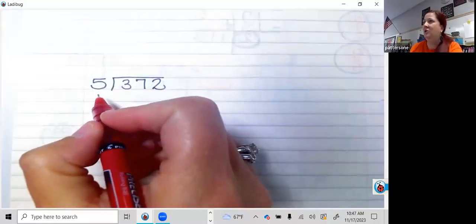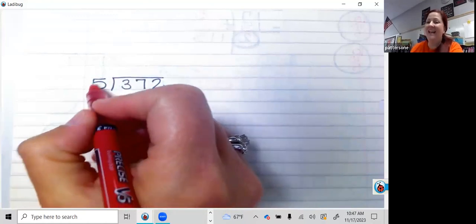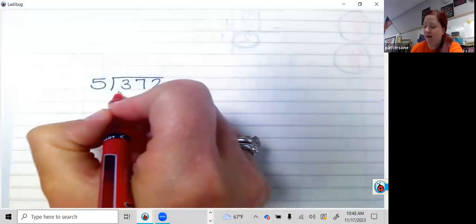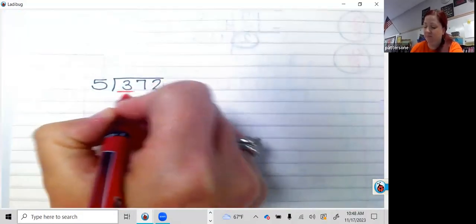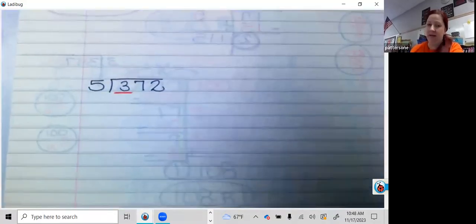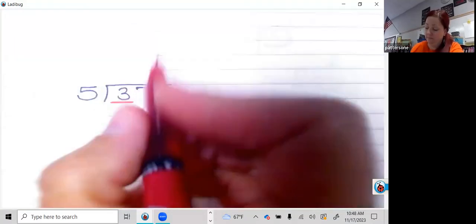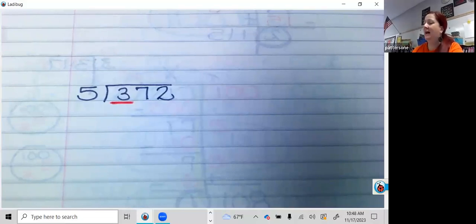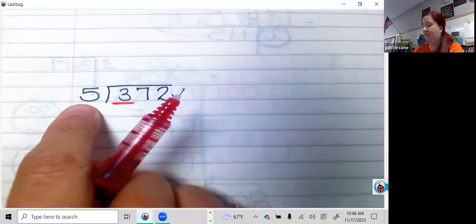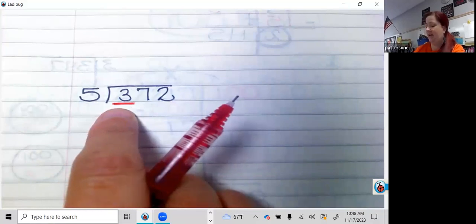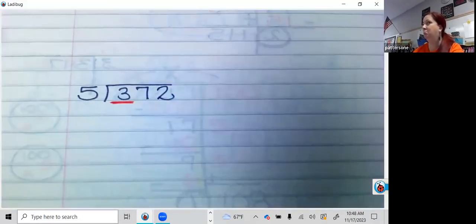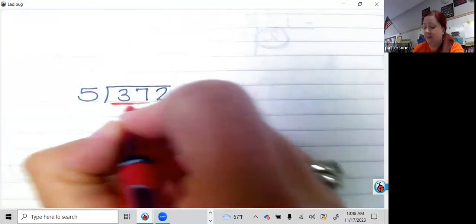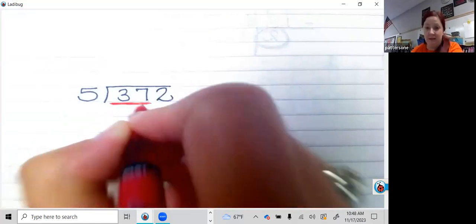When I look at this, I'm trying to say I'm dividing 5 into 372. So I'm going to look at my first digit I come to. I'm underlining it really bold with my red pen or pencil. And I'm going to say, if I have 3 pieces of candy, can I take 5 out? No. So just like we do when we're subtracting, because division is repeated subtraction, I'm going to keep walking.